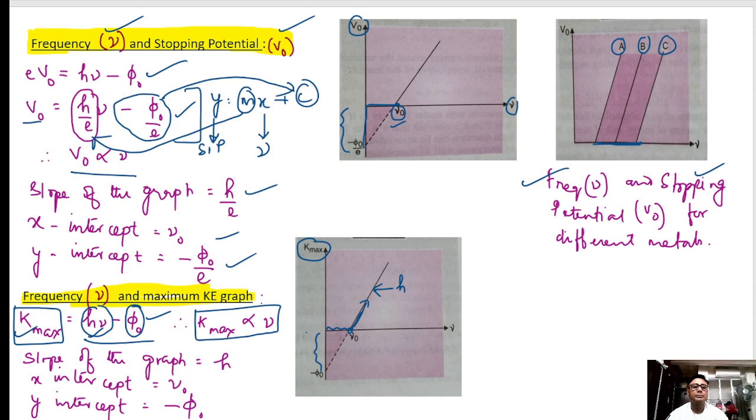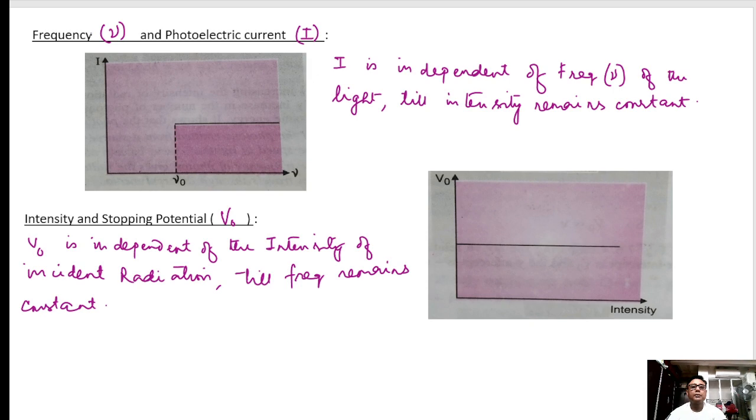Next, frequency nu and photoelectric current. Frequency and photoelectric current, we will see how they vary with each other. So let's see. This is the frequency increasing and this is the current. We can see only after a threshold frequency the electrons will come out and they will produce a current, which is the saturation current.